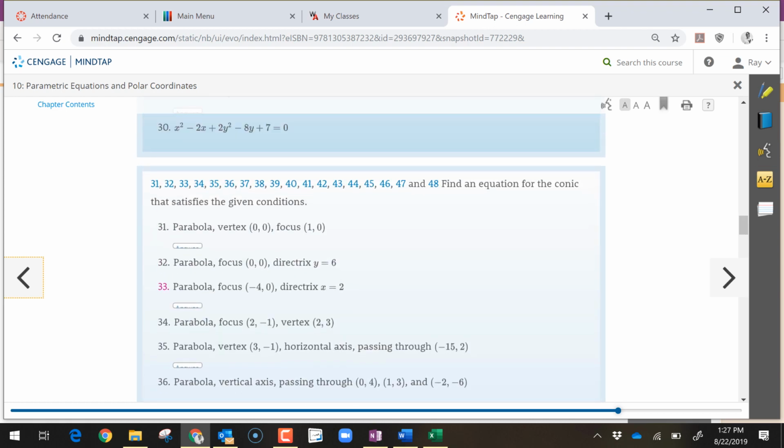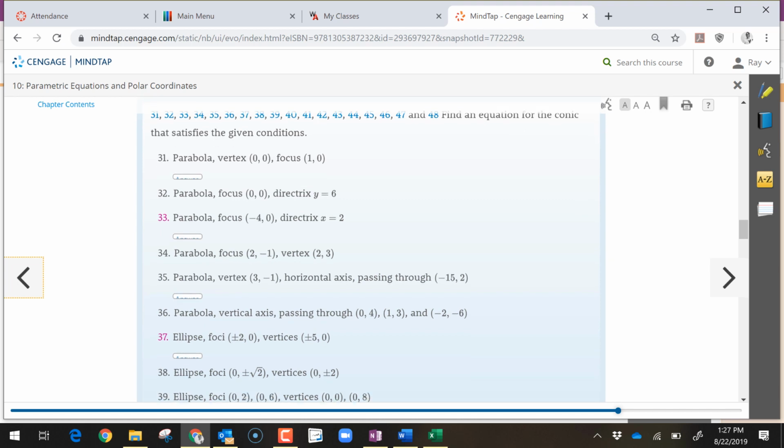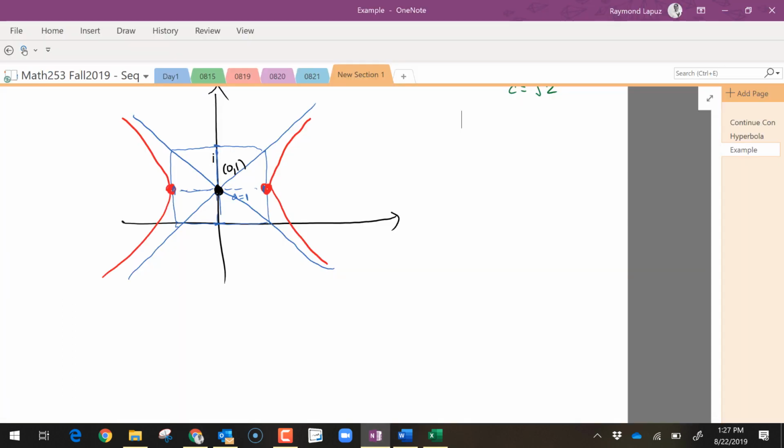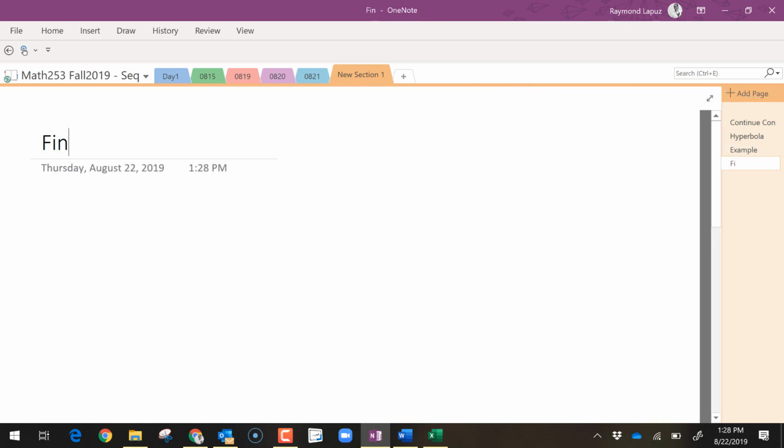Oh, here, they turn it around. So they want you to find an equation of the conic section given these pieces of information. So let's try to remember our parabola and the formulas involved with the parabola. And then our ellipse and hyperbola is pretty much the same, right? So let's see if we can do some of these problems. Let's try to do number 33.